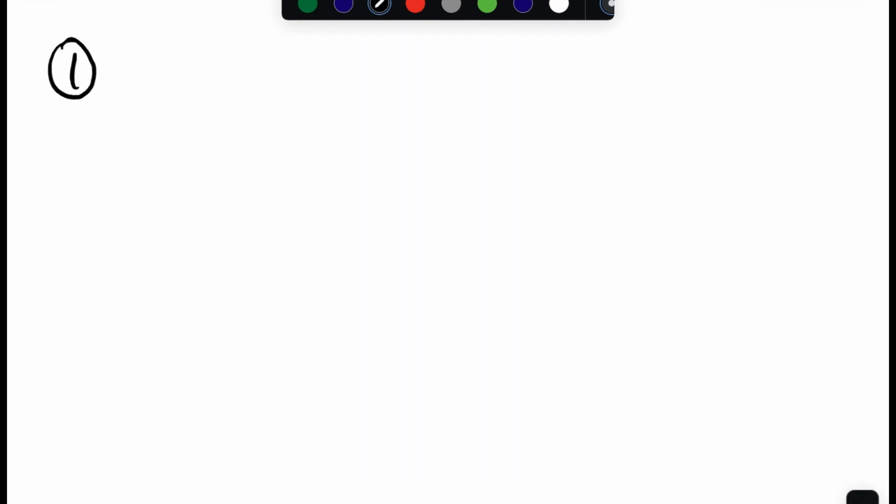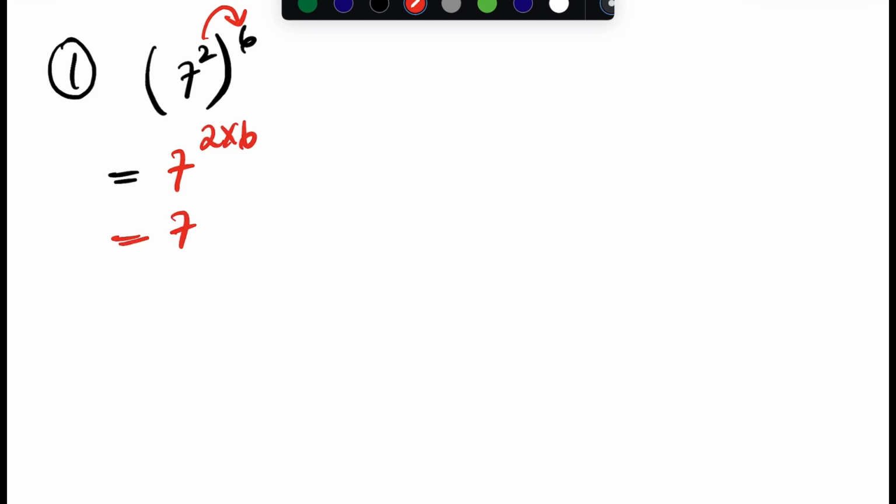Let's look at this one now. We'll have 7 to the power 2, 6. So we know what we do there. We say 7 times 2, and then it's going to be 2 times 6, which is going to be 7 to the power 12. Easy.